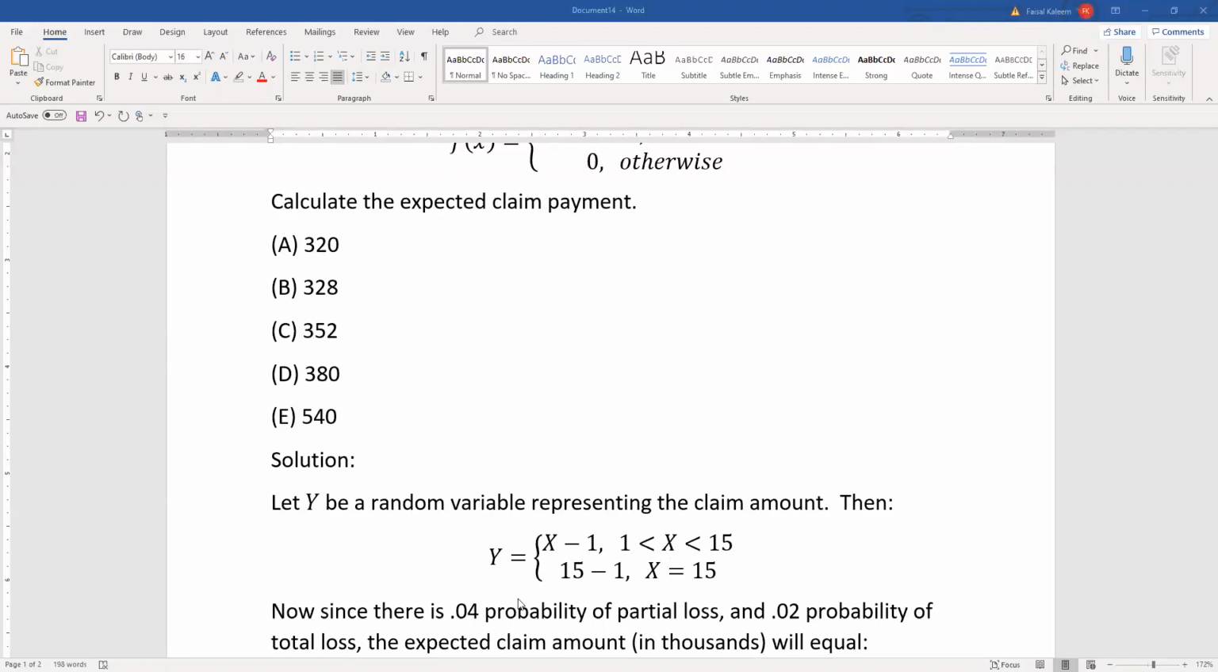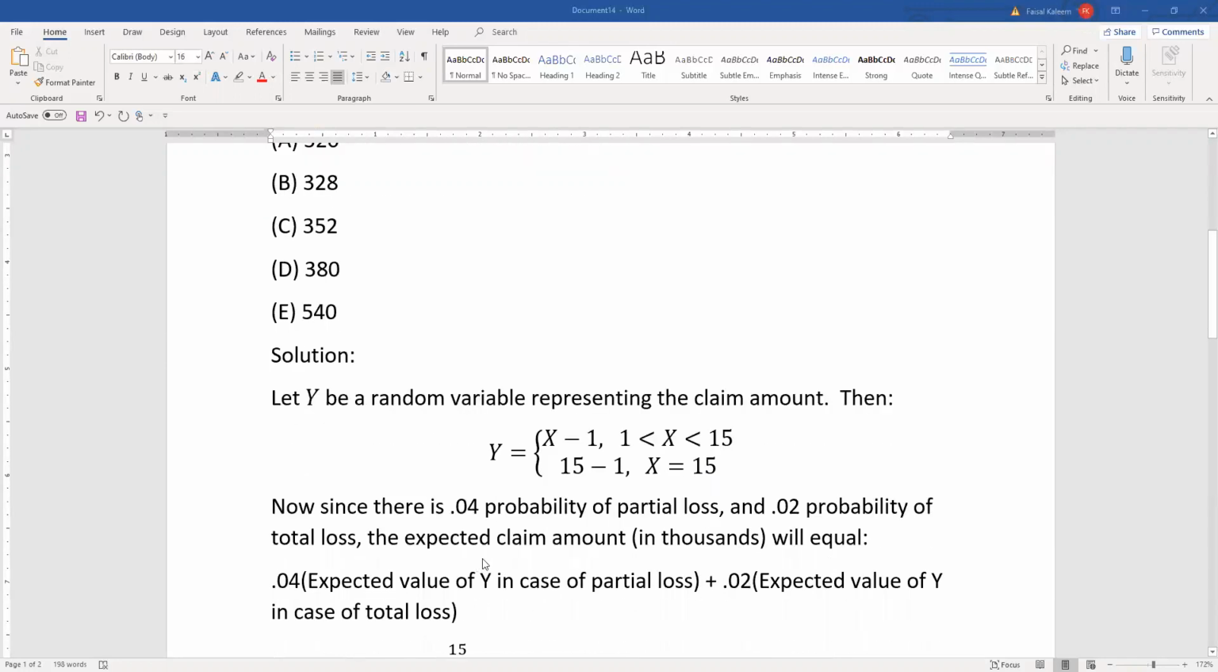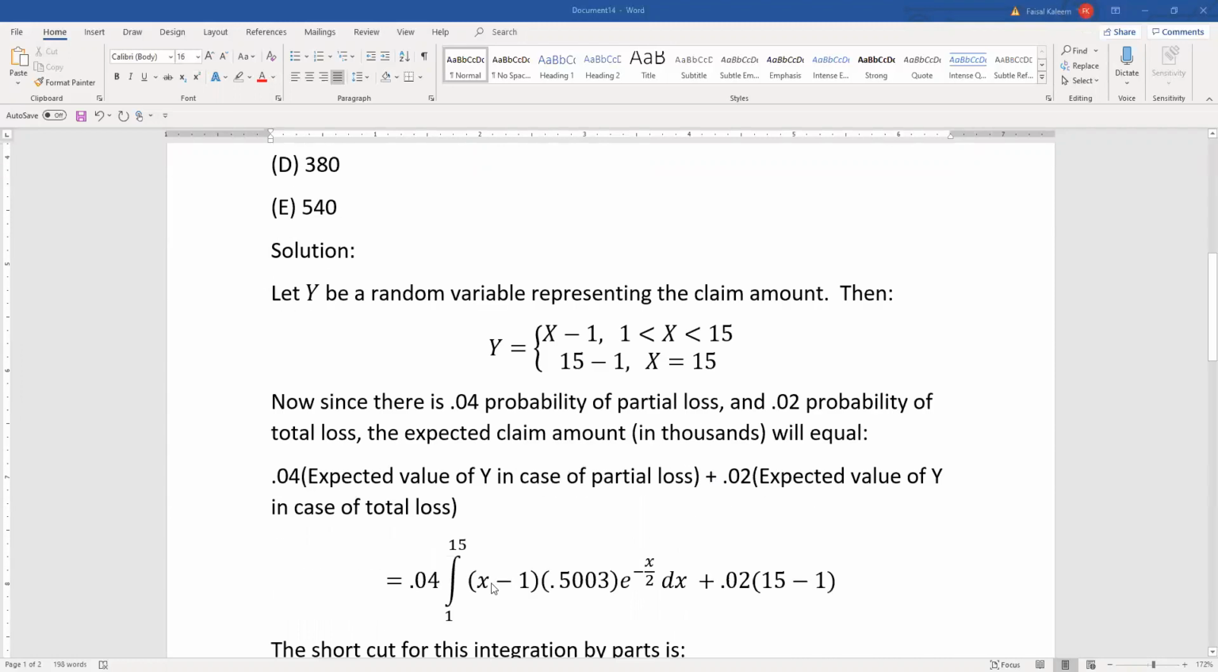Now, there's a 0.04 probability of partial loss, so 0.04 probability of this first situation, and a 0.02 probability of total loss. So the expected claim amount will be 0.04 times the expected value of Y in case of partial loss, which is here, plus 0.02 times the expected value of Y in case of total loss. So expected Y in case of partial loss will be X minus 1 times the PDF, plus 0.02 times the expected value in case of total loss, which we know is 15 minus 1.